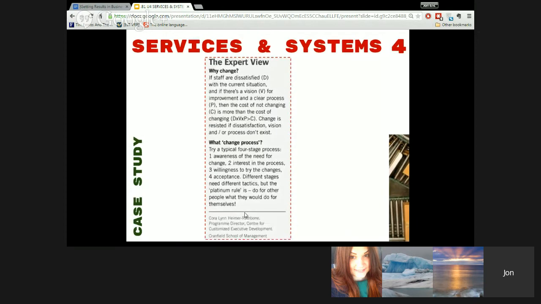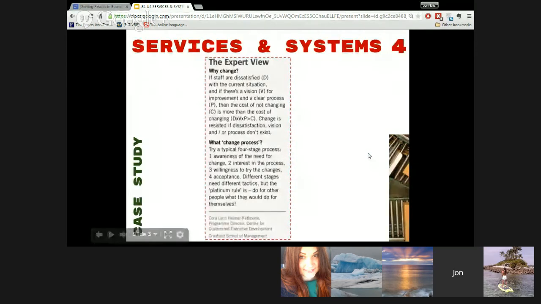The expert view. Why change? If a startup is dissatisfied with the current situation, and if there's a vision for improvement and a clear process, then the cost of not changing is more than the cost of changing. X means times. So D times V times P is greater than C. Change is resisted if dissatisfaction, vision, or process don't exist.